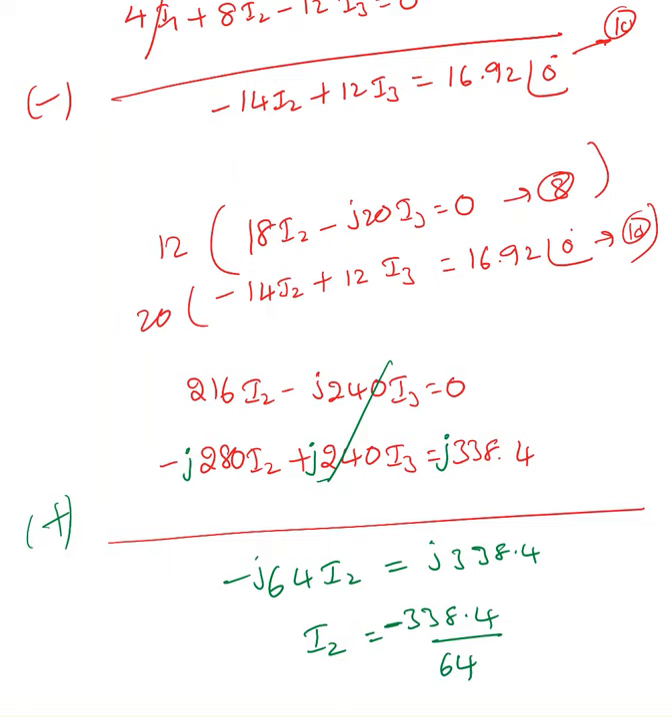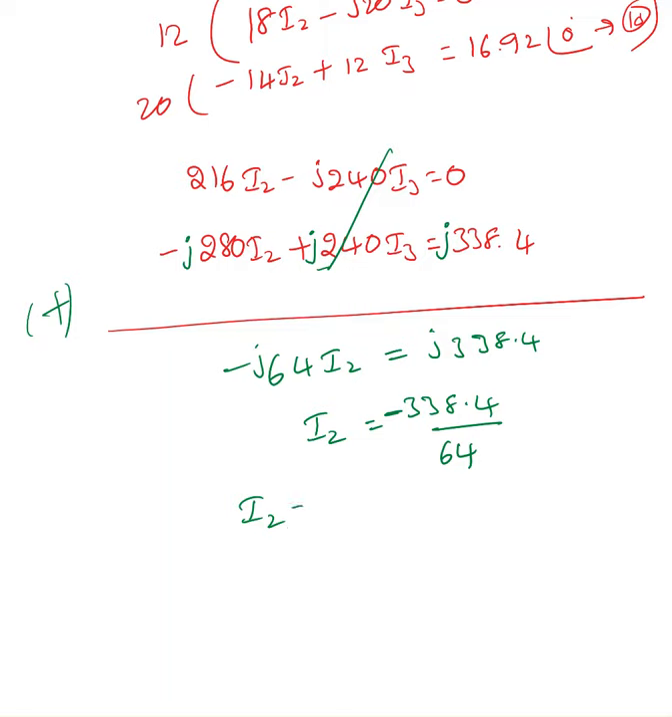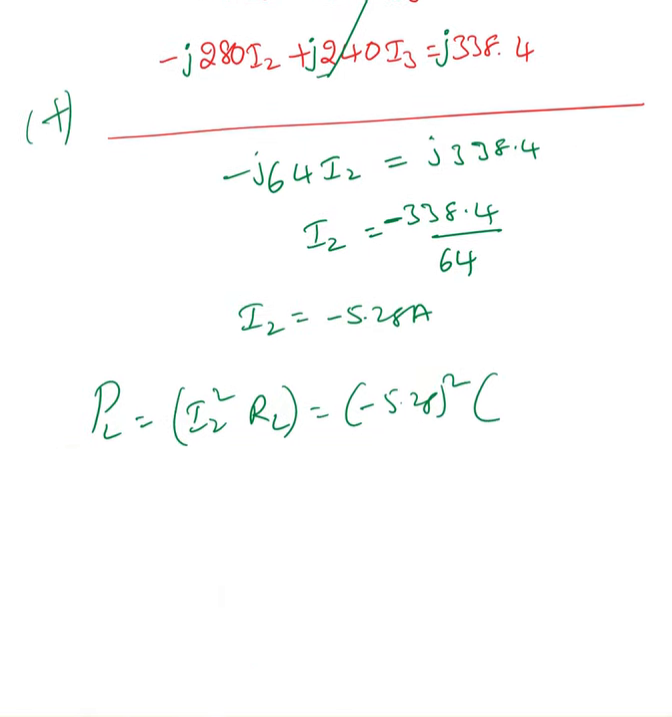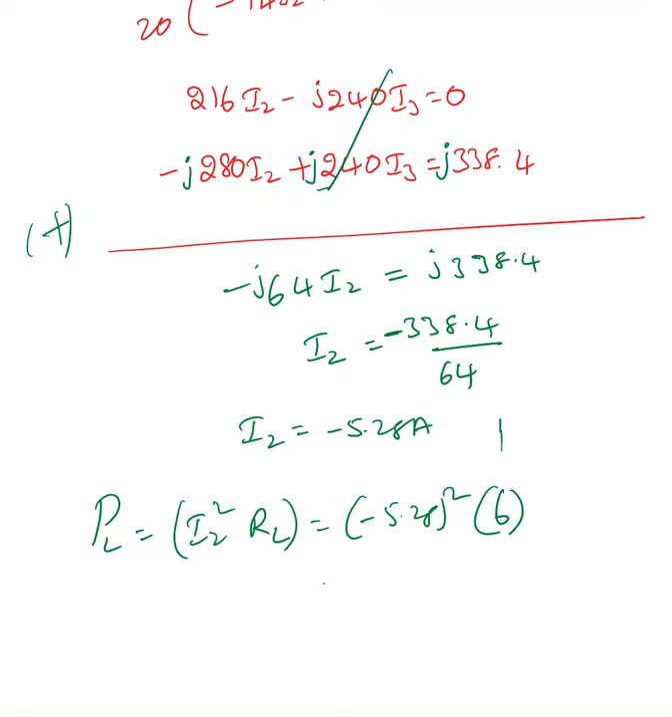This value is negative though. So I2 equal to negative 5.28 amperes. So the power consumed in the load, which is I2 squared R, which is negative 5.28 whole squared times the resistance of 6 ohms. So the power consumed in that 6 ohms is 167.74 watts. With this I'm done with this ideal transformer.